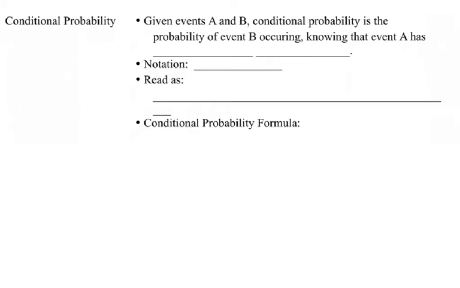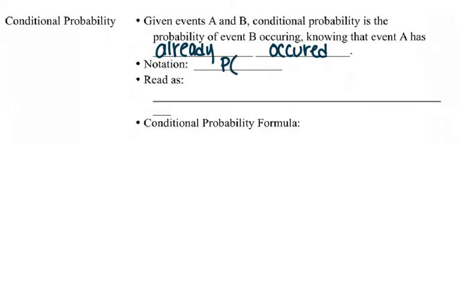So given events A and B, conditional probability is the probability of event B occurring knowing that event A has already occurred. So this is different than what we have been doing. So here's some weird stuff. So here's what this looks like.